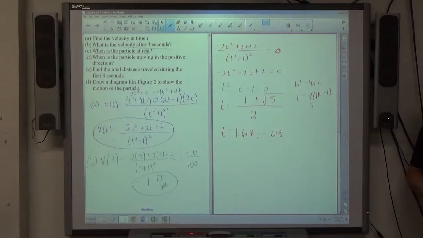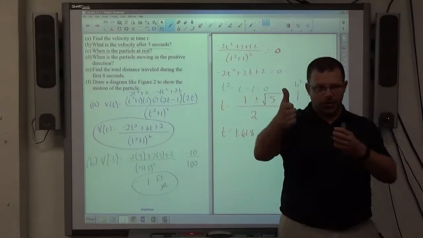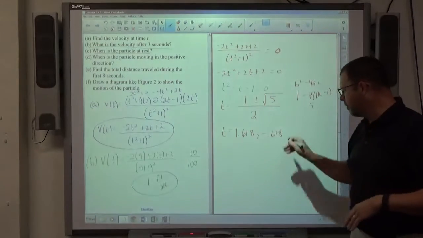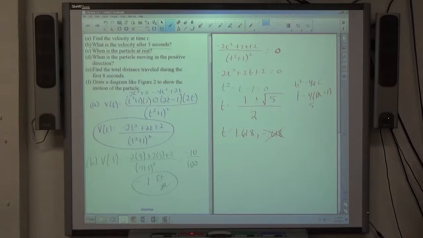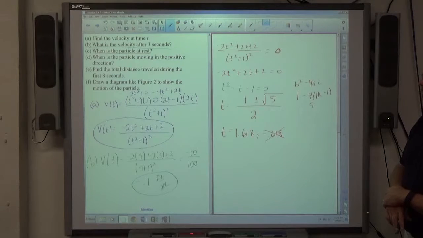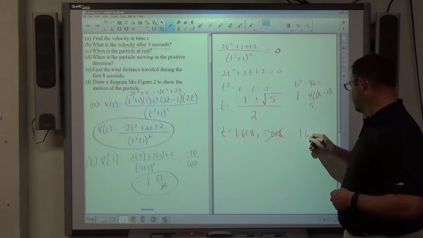Which one of those two numbers is not important to us? The negative. Because everything starts at 0. Every one of these problems starts at 0. Anything happening before 0 is irrelevant to us, so we throw it out. So the correct answer to question C, when is the particle at rest? 1.618 seconds is the right answer.